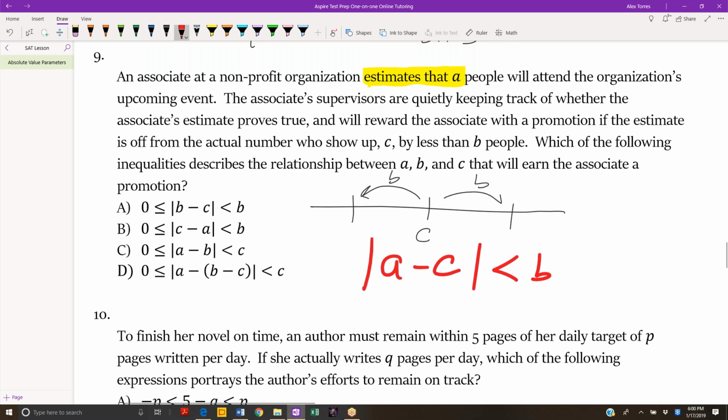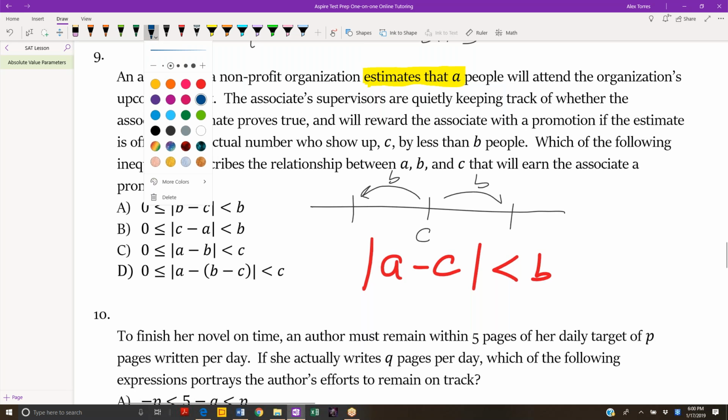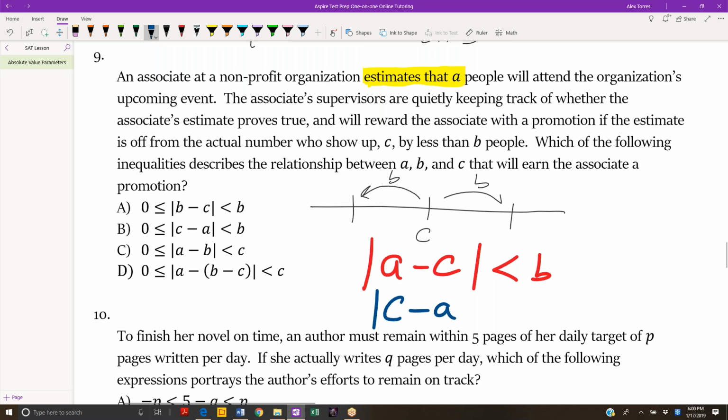Now, this is not one of the answers, but we actually talked already about why. We said that when we're finding the distance between two numbers on a number line, we're subtracting them and taking the absolute value. The purpose of the absolute value is that it doesn't matter in what order you subtract. So saying absolute value of A minus C is mathematically equivalent to saying absolute value of C minus A. So since our red answer wasn't in the answers, we're going to go ahead and see it this blue way.